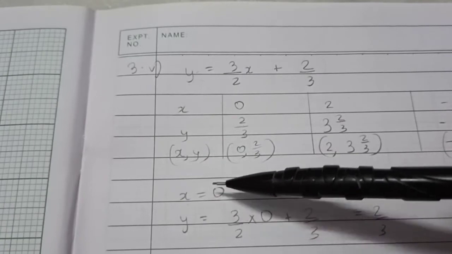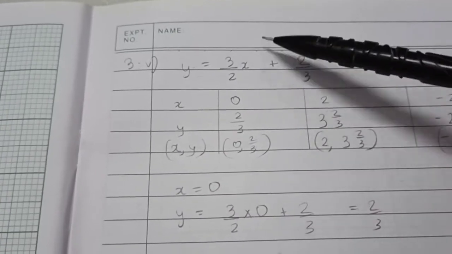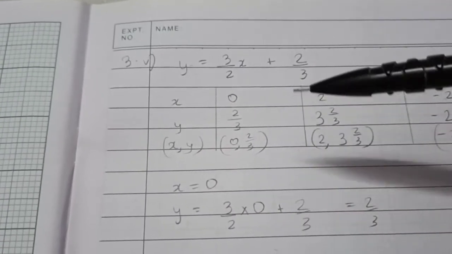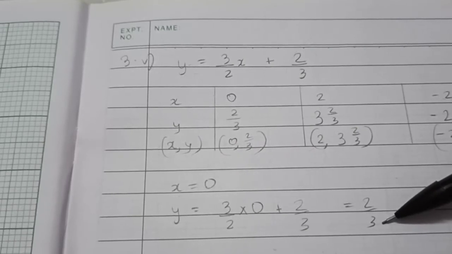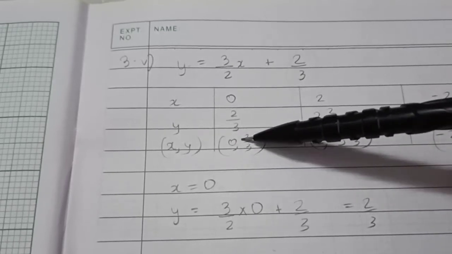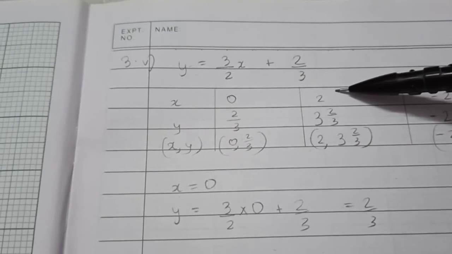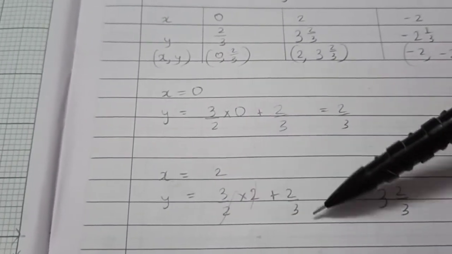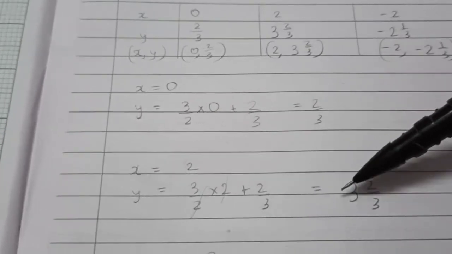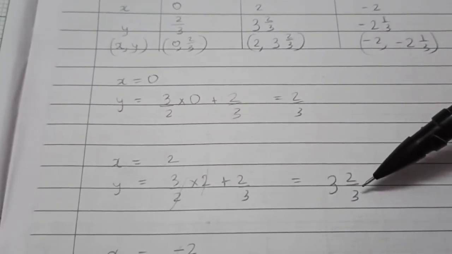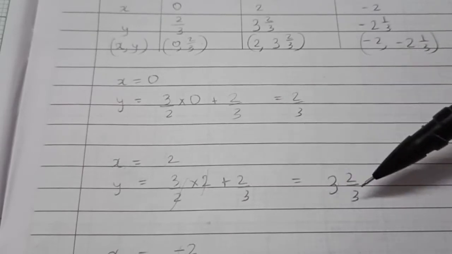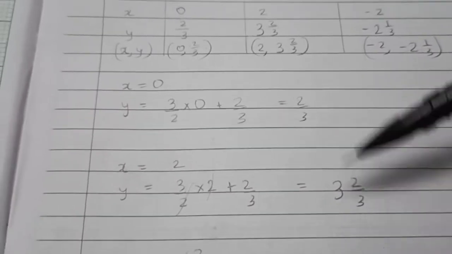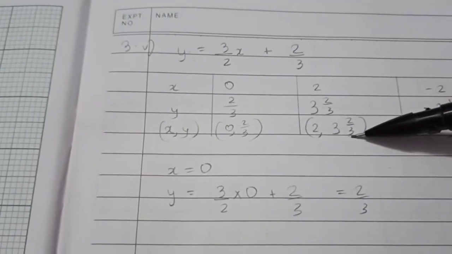So starting with x is equal to 0, substitute it in the equation, and value of y is 2 upon 3, that is 0.66. x is equal to 2, substitute, 2 cut, 3 plus 2 upon 3 is 3 2 upon 3. That's right, even if you do LCM and all, you'll get the same answer. So that's the point to be plotted.